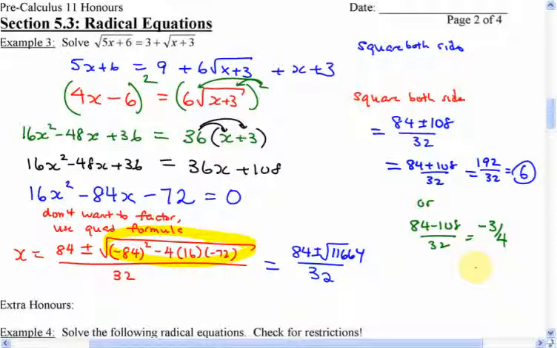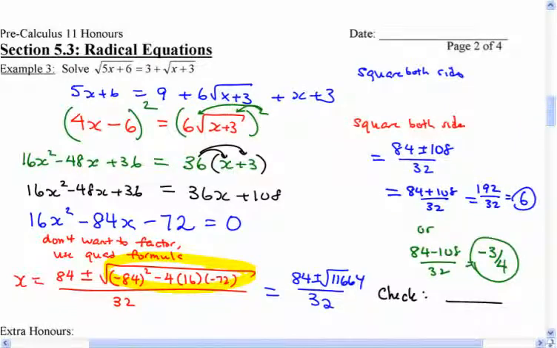Now, ladies and gentlemen, quiet down, please. Okay. So here are my two answers, and because you did not look at the restrictions, I'm going to ask you to now check both those solutions. Now, if you don't want to, then I would strongly suggest you think about the restrictions. So let me go back up to the top and let's talk about the restrictions. What's the restriction on this x plus 3 over here? x has to be greater than or equal to negative 3. How about this one over here, the 5x plus 6? What's the restriction on that one?